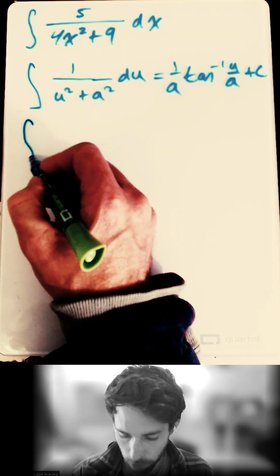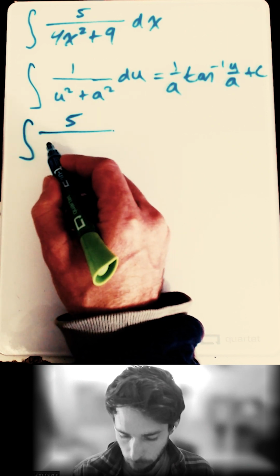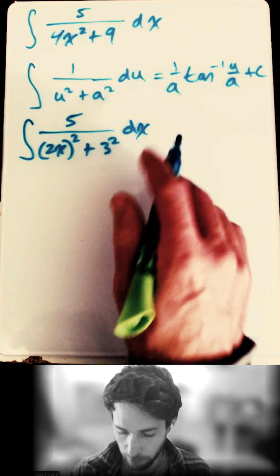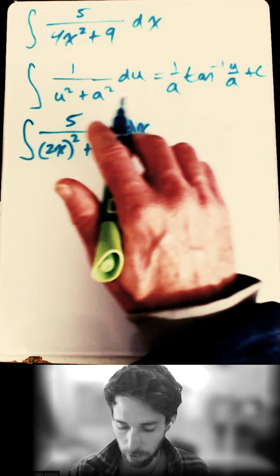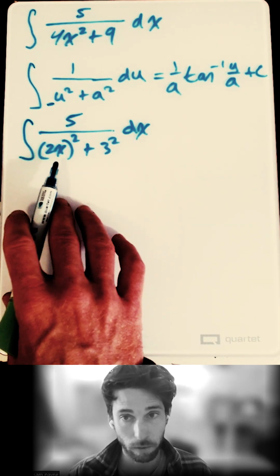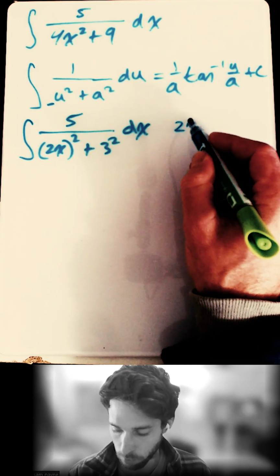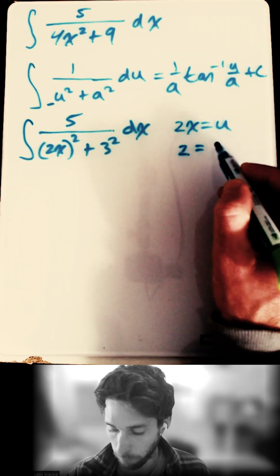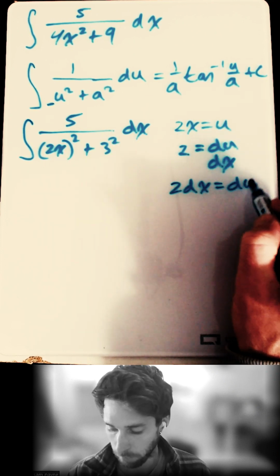So let's rewrite it. So we're going to integrate 5 over 2x squared plus 3 squared dx. Now, the issue is that the form we have that we're trying to make it look like has a u squared. There's no coefficient in front of that, within that u. We have to do a u sub so that we have a single term. So we're going to do 2x equal to u. And so then what's du equal to? 2 is equal to du dx, or 2 dx equals du.